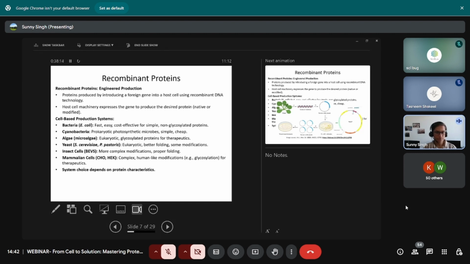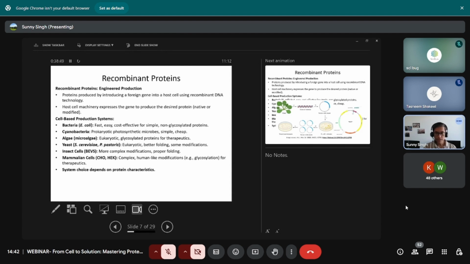But if you can get your protein from algae, from yeast, or even insect cells, and get it to fold and function properly, nothing like it. But for certain vaccines and certain types of molecules like antibodies, you need to use mammalian cells. Big biopharma industries use mammalian cells, mainly CHO. HEK is used for transient transfections. So I will talk more about it later.